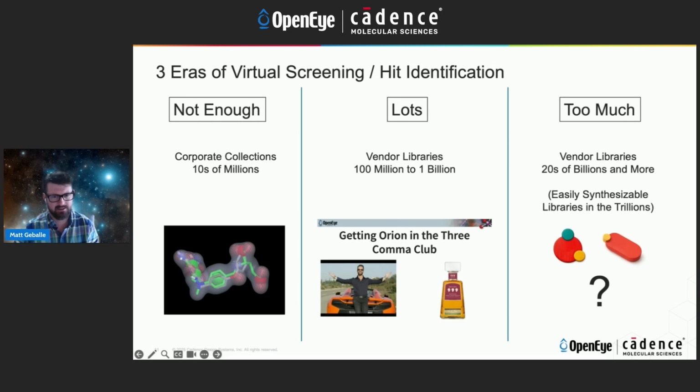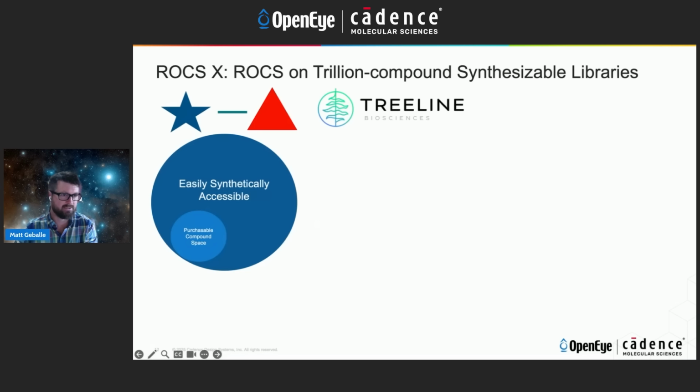And so that is the strategy that we are going to take to address this area of maybe having too many compounds to search. So vendor libraries are now into 20 billion or more, and we are building easily synthesizable libraries into the trillions from building blocks. So how are we going to search that? And that's really what ROCS X is about.